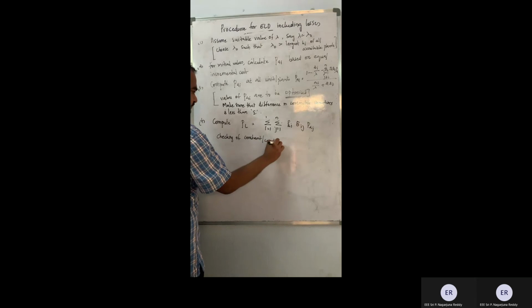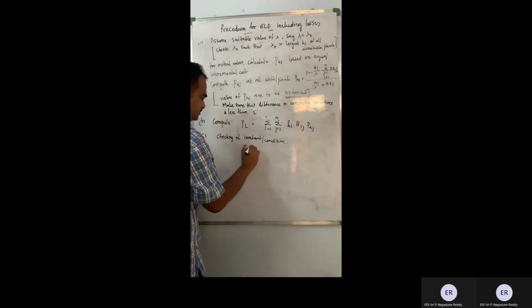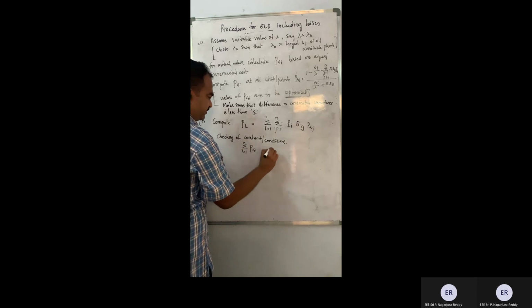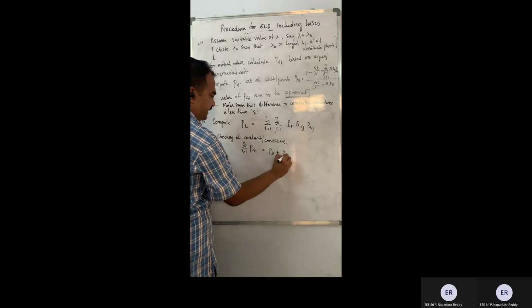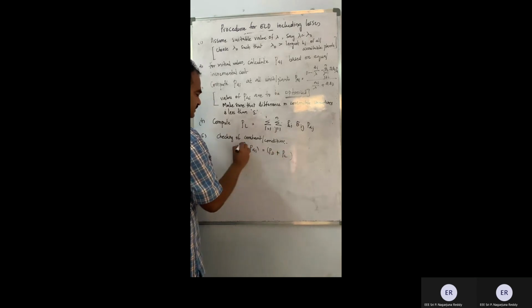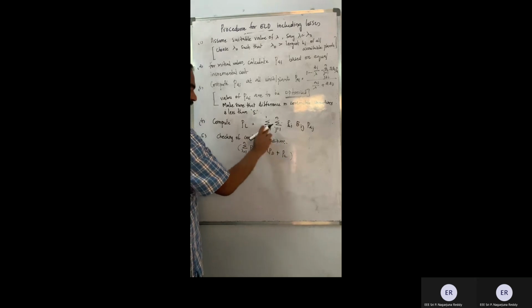Constraint or condition. This is important, right? Because we had a constraint at the start of our problem. What was our constraint? Our constraint was that the sum of all generations must be equal to PD plus PL. So we will compute the sum of all generations. We will compute what PD and PL are. PD was already given for us.